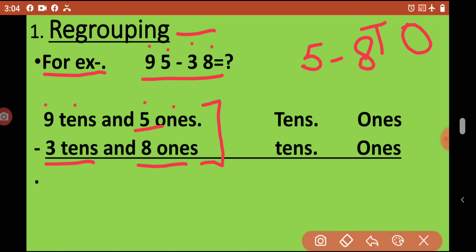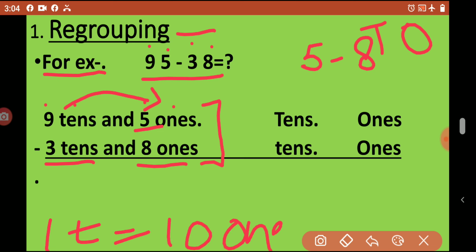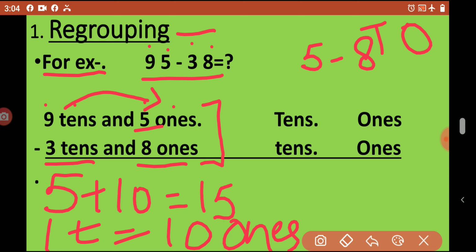So, 5 takes borrow from 9. Now, 9 gives their 1 tens to 5. Now, you already know 1 ten equal to 10 ones. Now, in 5, we have to add 10 and it becomes 15. So in ones place there is 15 ones and 8 ones. Now in tens place 9 becomes 8 and 3 remains same.